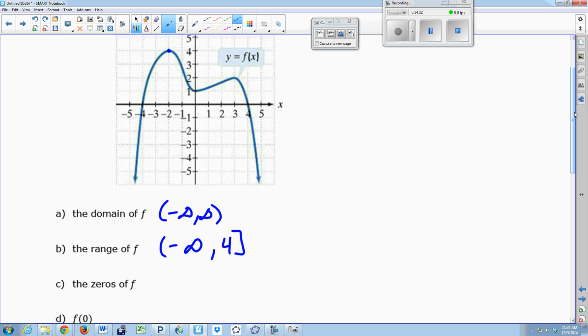When they ask you for the zeros of f, what they're saying are, what are the x values that make this function equal to 0? So you don't list x-intercept coordinates. You just say what the zeros are. What are the x values? That's all they want. So what are the x values where your function is 0 here?